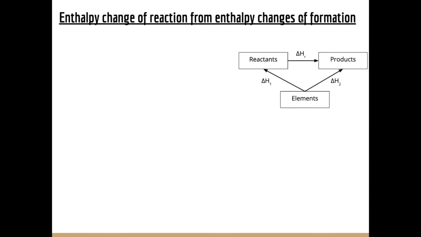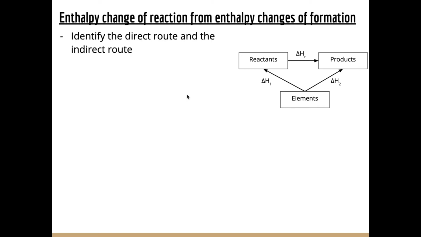Now the delta H of formation was talking about getting the elements and forming a compound or a species from the elements, and this will give a delta H of formation. So if we have our elements down here, we can have a delta H of formation to form the chemicals in the reactants. We can also have a delta H of formation to form the chemicals in the products.